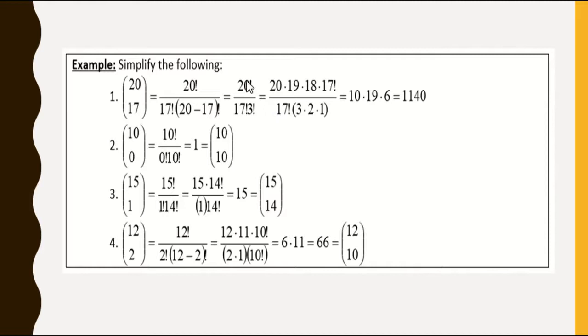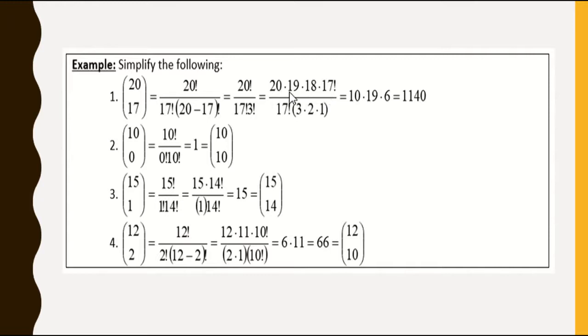And that is equal to, so 20 factorial is 20 times 19 times 18 times 17 factorial. But 17 factorial means 17 times 16 times 15 times 14 times 13 times 12 times 11 times 10 up to times 1, all over 17 factorial times 3 factorial, which is 3 times 2 times 1. So we just rewrote it as 17 factorial since we can cancel the 17 factorial in the denominator. So that cancels.